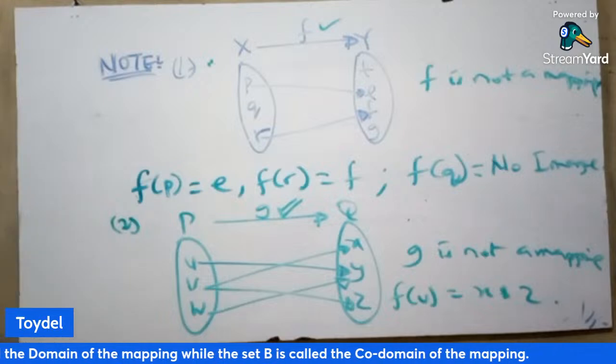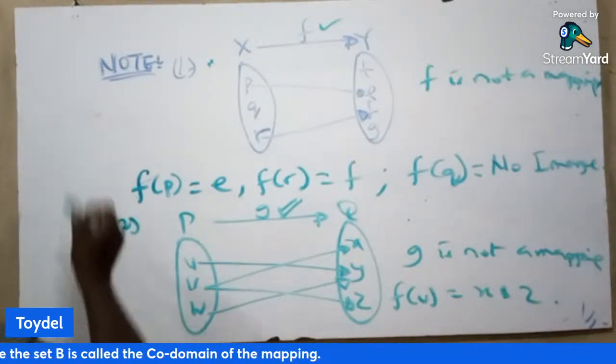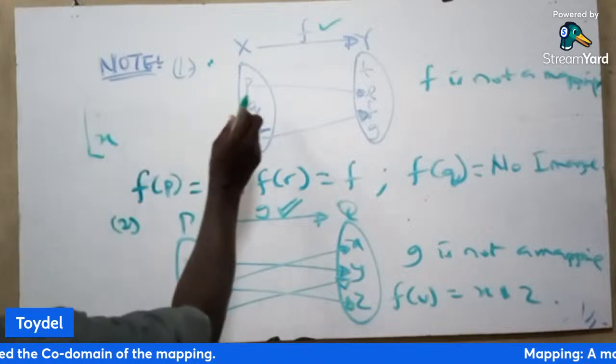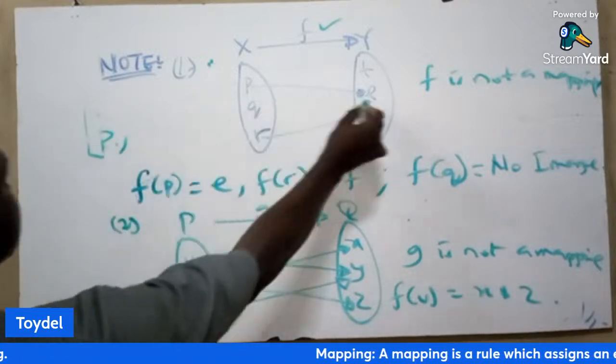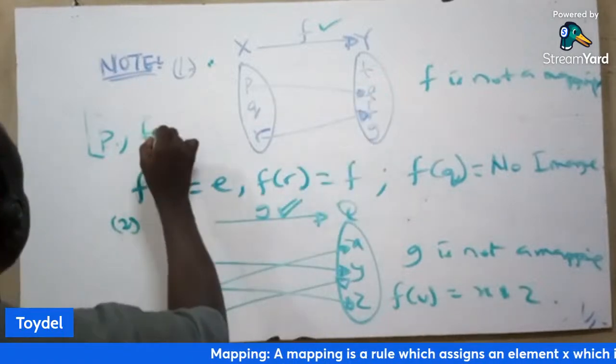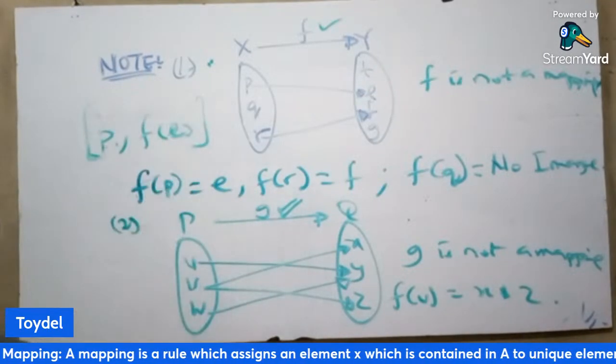So a mapping might sometimes be regarded as a set of ordered pairs. That is, we can have something like, just like in this case where we have P, something like P, and what is P here? It is E, which can be equal to F of E. So the mapping can also be written in this form. It can be an ordered pair.